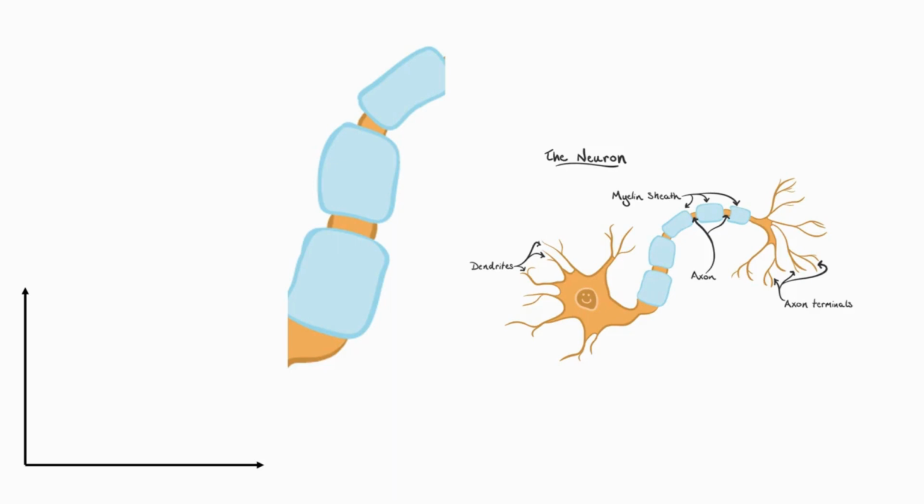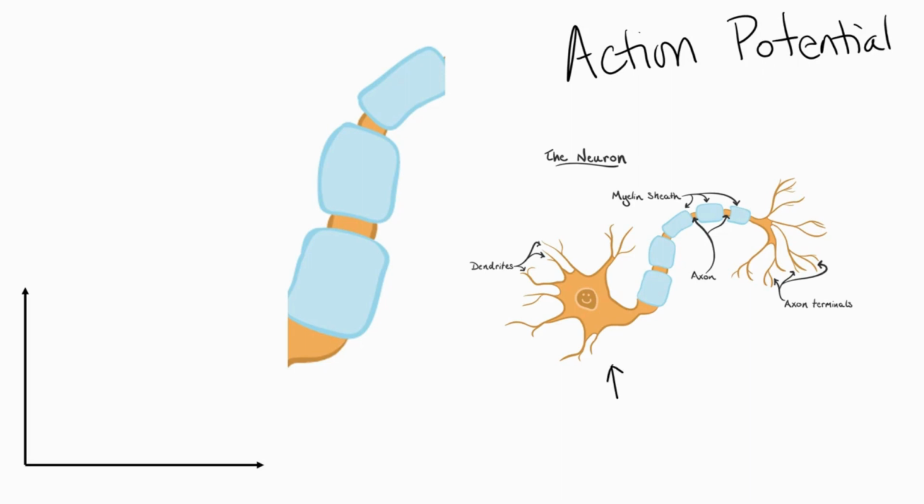So we're going to go ahead and take a look at the action potential. In order to do that, we need to look at this neuron, which is down here, and it has multiple ends, right? We have the dendrites over here, and we have the axon terminal over here.